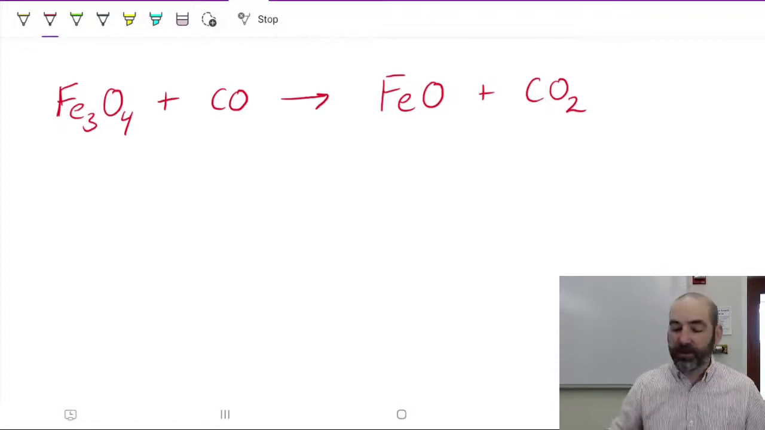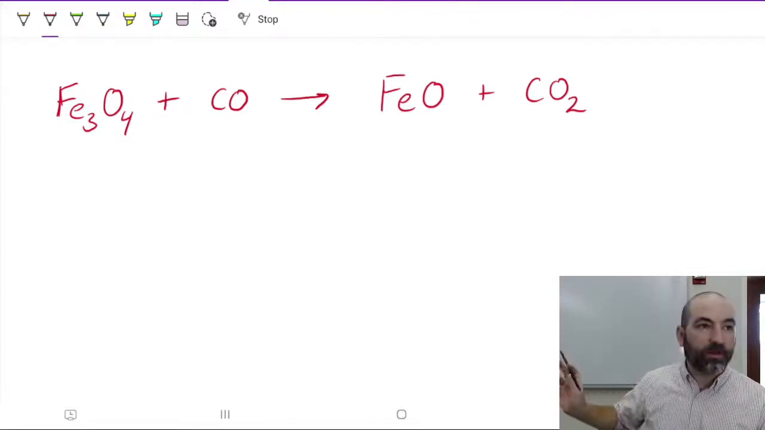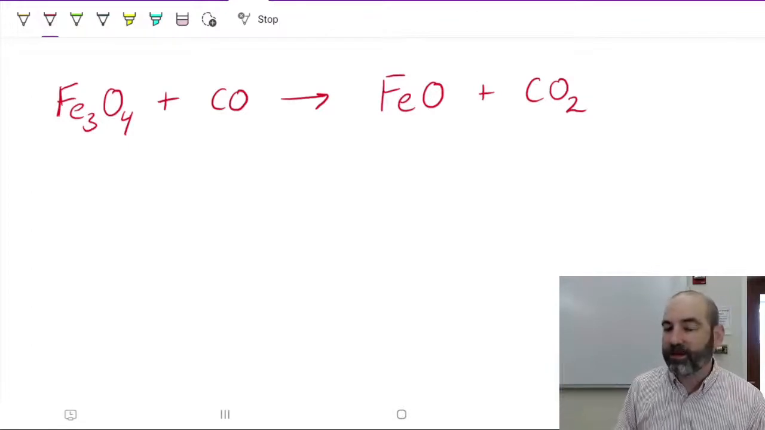All right, so if you see something like this, you might be able to see right away that it's not balanced because there's 3 iron atoms on the left, that's Fe, and there's 1 on the right. But it's probably not apparent exactly what numbers you need to put in to get it balanced. So here's the actual procedure to go through and balance something like this.